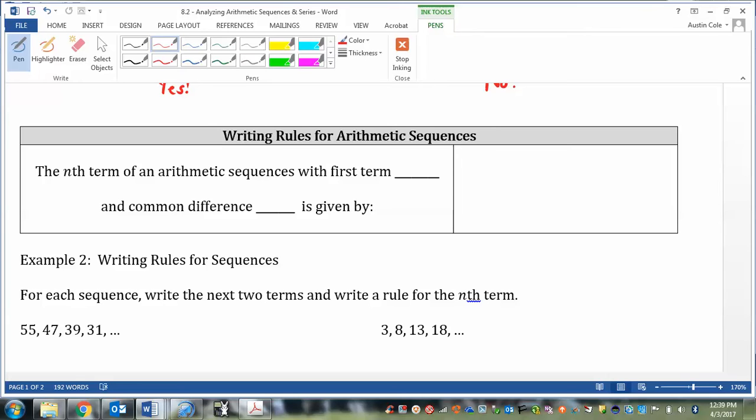So here it goes. It says the nth term of an arithmetic sequence with the first term a sub 1, okay, so the first term in the sequence is a sub 1, and a common difference d. So in the formula we have an a sub 1 and a d. So a sub n, any term in this sequence, can be defined as a sub 1 plus n minus 1 times d, which is our common difference.